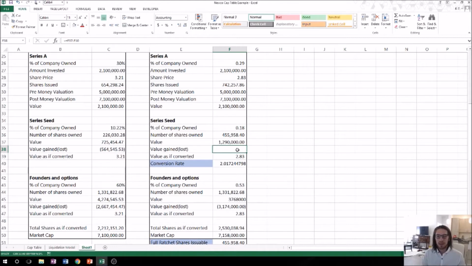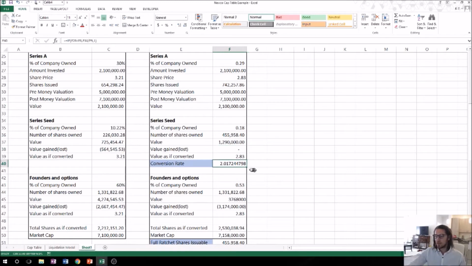That's the net effect to the founders and the dilution that occurs there. So this is how we know it's working properly, is that the value gained or lost is at zero for the shares that are getting the full ratchet provisions and getting issued at the new share price. So that's how it'll work.